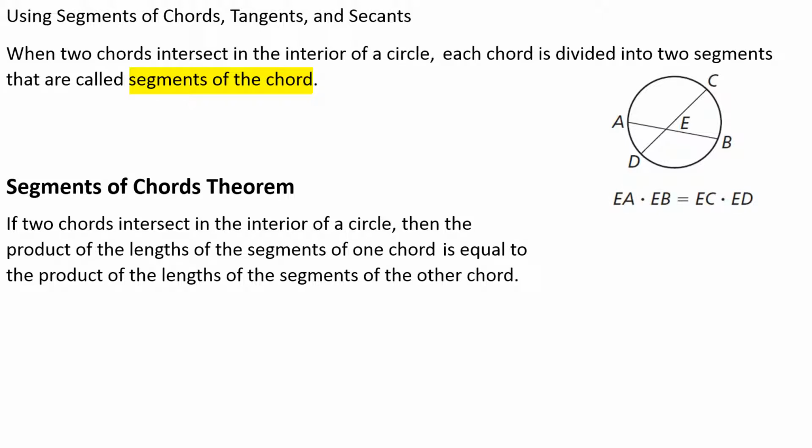So for chord AB, I know the segment from AE times the segment from EB will have the same value if we do that to the other chord, right? So that chord CD, if we break it up into EC and ED and multiply those two pieces together, it has to be equal to each other. Again, these often make much more sense to me when we see it with numbers.